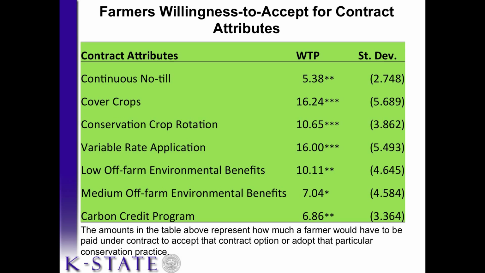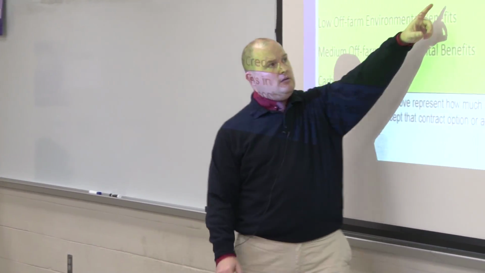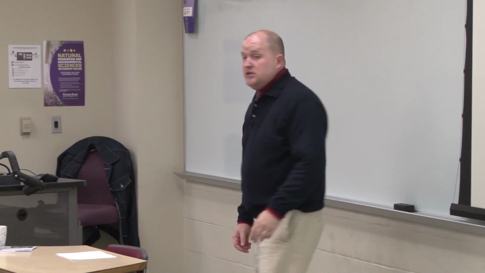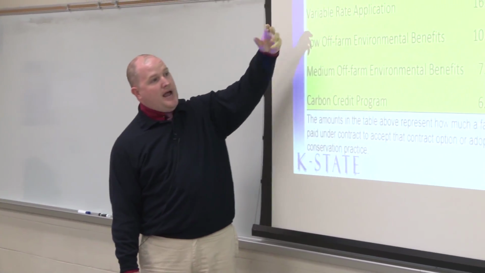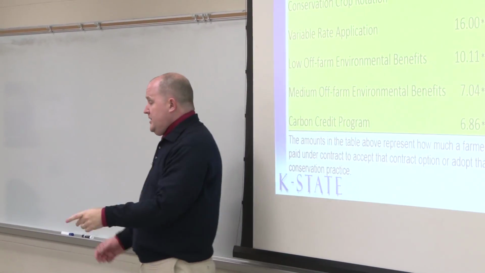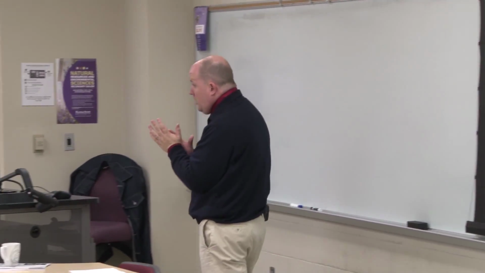But what this is, if a farmer did enter into a contract, how much would I have to pay them to have these different options? And what's interesting is, notice for the practices that are least adopted, like cover crops and variable rate, I have to pay them an additional $16 per acre on average to get them to sign a contract with those practices in it.